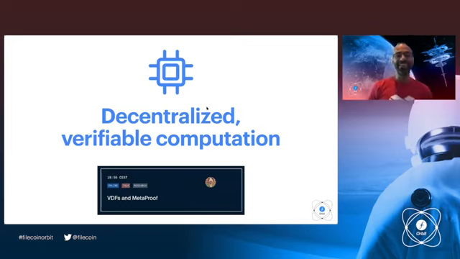Now, another use case that is super, super exciting, and you can hear more about this use case later on in a talk by Porcucoin, is decentralized verifiable computation. So really, once you start adding computation onto the Filecoin blockchain, you end up in a place where you have both computation and storage under a single roof. And I think that is one of the strengths and differentiators of the Filecoin network.